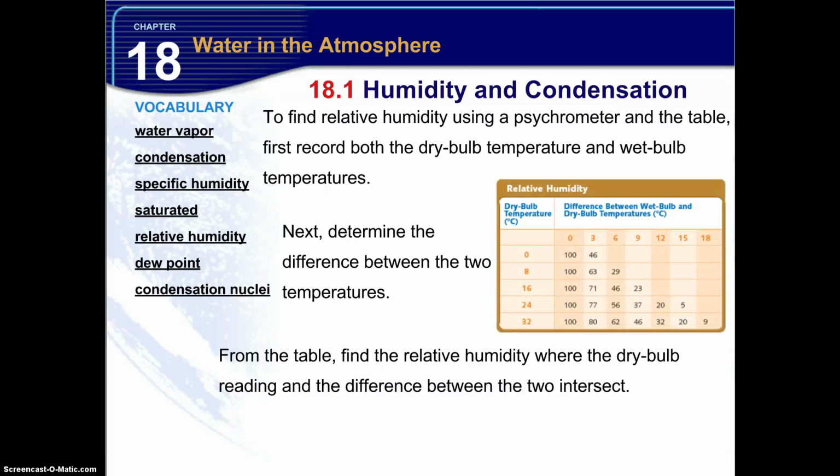Let's try it. Let's say the dry bulb temperature is 16 degrees, and the difference between the two is 6 degrees. What's the relative humidity? Give you a chance to try it out. 46%. Very good. Why don't you take a dry bulb temperature and a difference, find out where they intersect, and practice this a couple times.